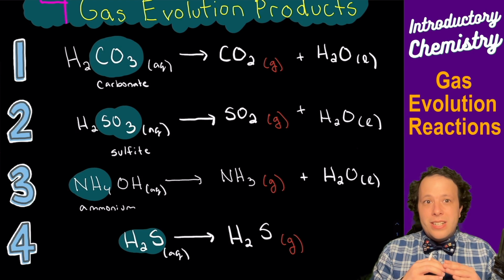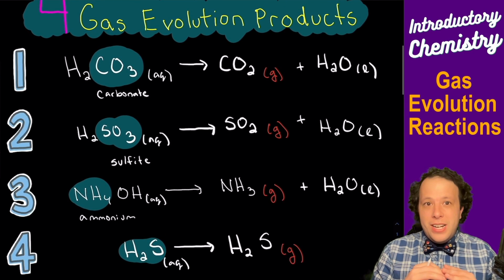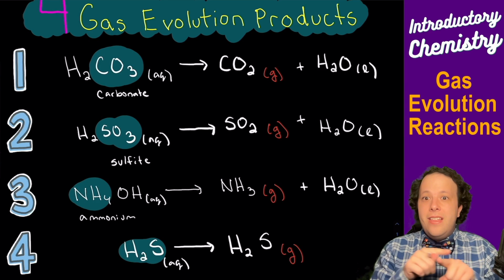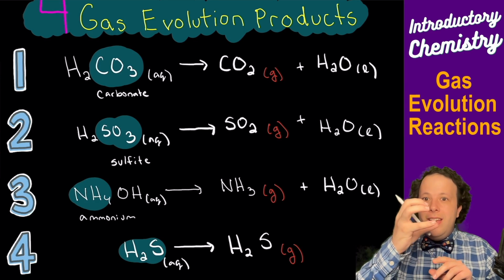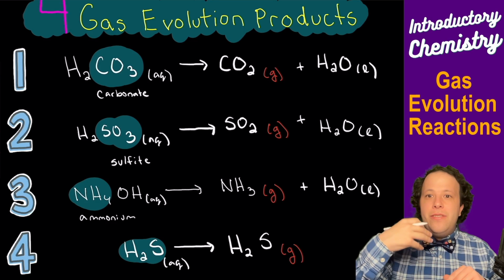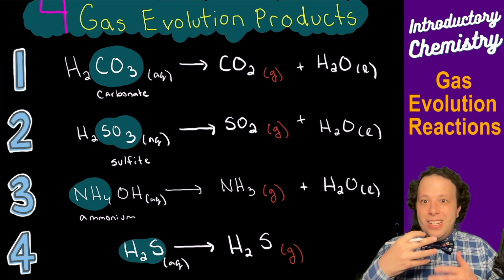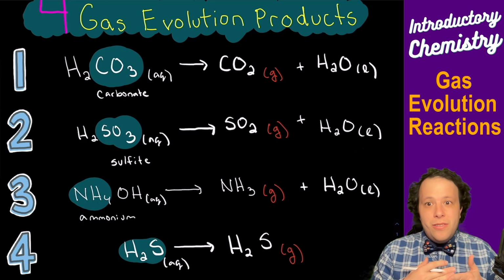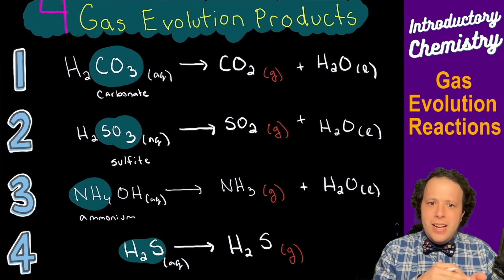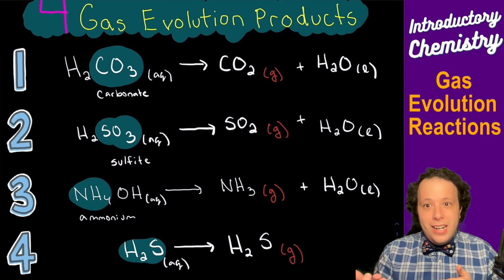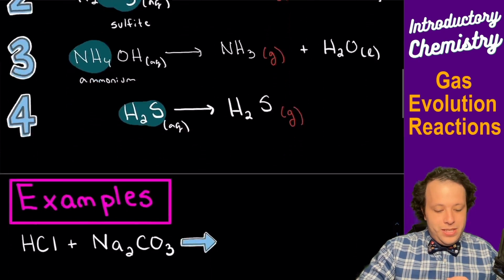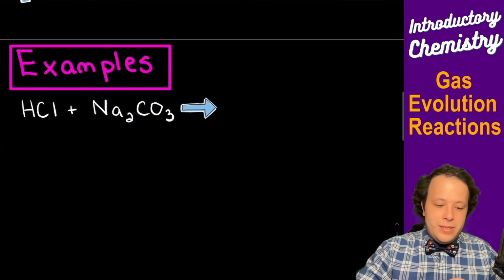These are types of things I would recommend putting on flashcards for yourself, because these are the four gas evolution products that, if they come up in double replacement, further break down and make it a little bit more complicated reaction. So we're going to go through a couple of examples of this to show how we can balance it, and then how it can be implemented in a net ionic equation as well. So we'll look at the whole picture for you.